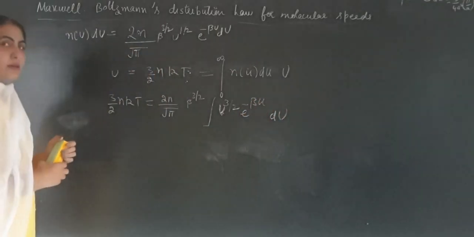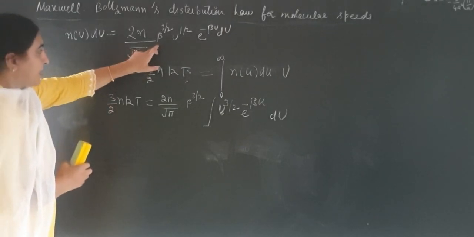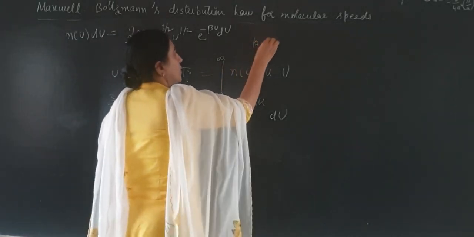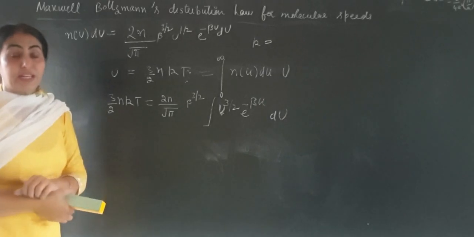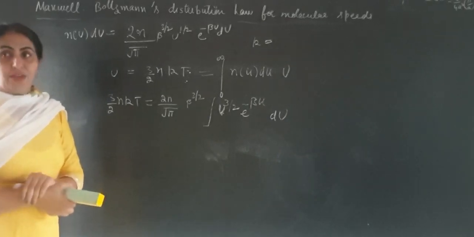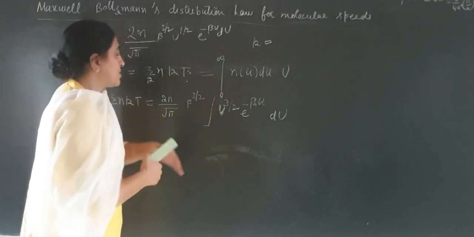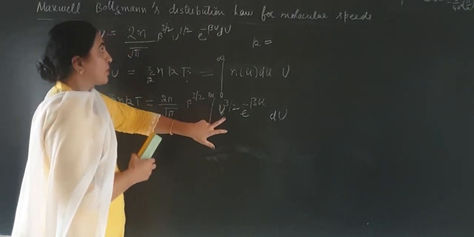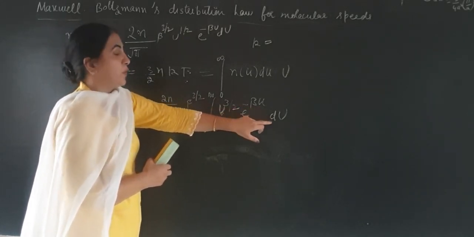So this you get from this, where that is beta, this k is equal to 1.38 into 10 to the minus 23 joule per Kelvin. You know the value of k. This is also a standard integration, and its formula is u raised to power 3 by 2 e raised to power minus beta u du.